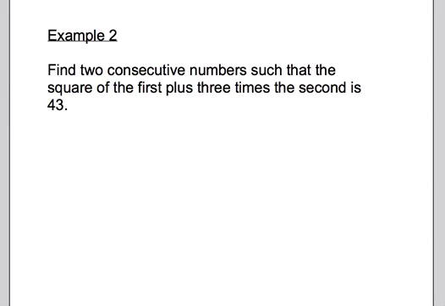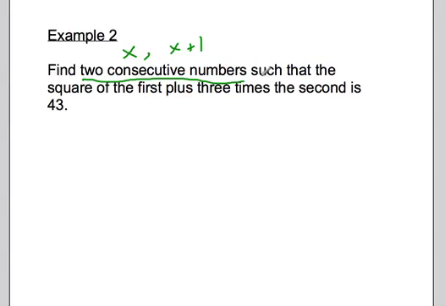Okay, in the next word problem, this is a bit trickier. First, let's set up our variables. Find two consecutive numbers such that the square of the first plus 3 times the second is 43. So by two consecutive numbers, we mean like 5 and 6 or 12 and 13, two numbers in a row. So if the first one is going to be x, then the second number is going to be x plus 1 because it's 1 bigger than the first number. So those are our two numbers.